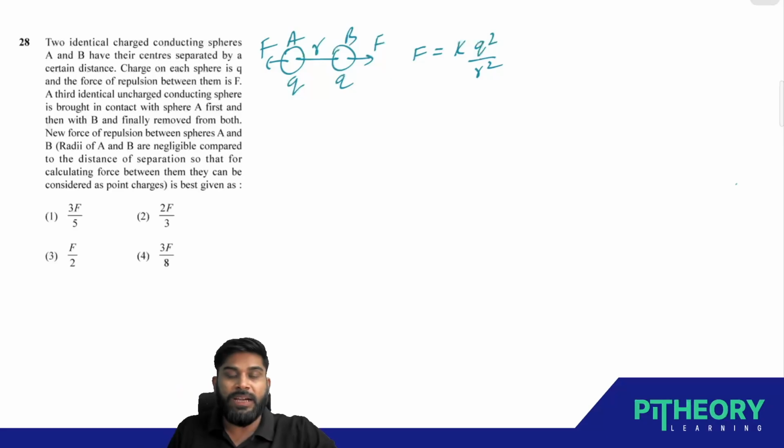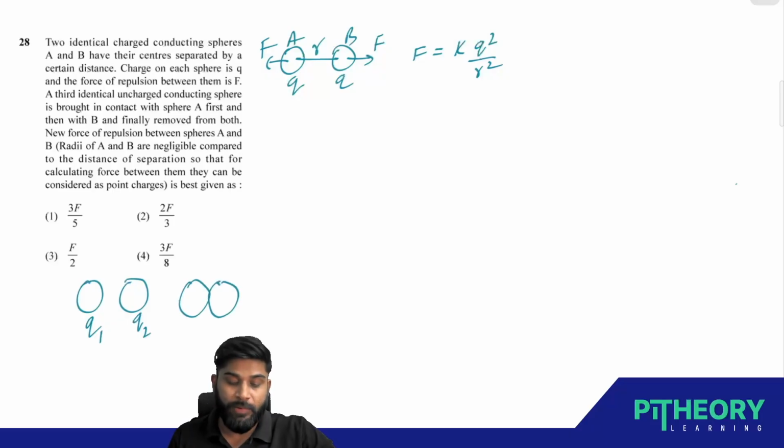The simplest idea that we apply here is, two identical charges. Suppose this is of charge Q1 and this is of charge Q2. If they are identical conducting charges and are placed in contact, what will happen? Charge separation will happen. From the one having more charge, charge will flow to the one having low charge. And what will be the final charge on both? It will be the average, which is Q1 plus Q2 by 2. That will be the charge on both.